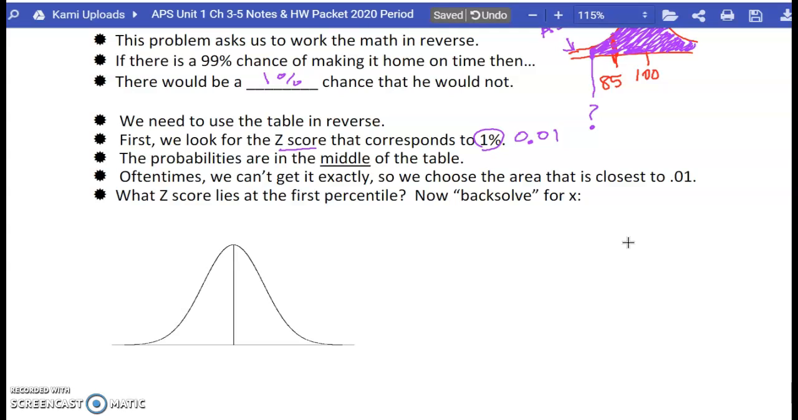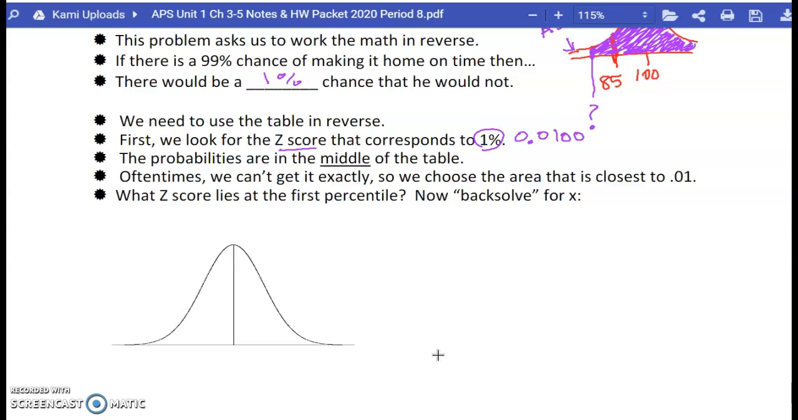Probabilities, or the area, remember, is in the body of the table. We need to find 0.01, and since there are 4 decimals, we're going to look for 0.0100. We're not going to find that exactly, probably, so find the closest thing to 0.01. So pause the video if you need to, see what you get. And be careful with the decimals. It's easy to be looking in the wrong place.